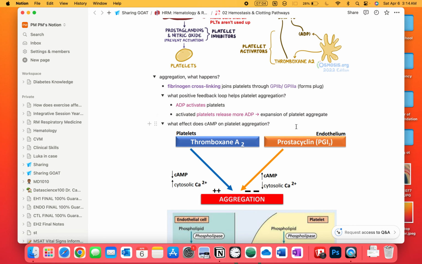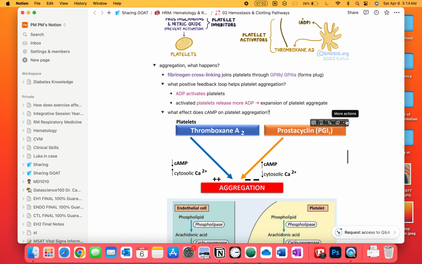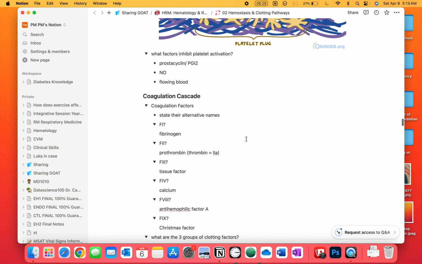What effect does cyclic AMP have on platelet aggregation? Very simple to understand. If you increase intracellular or cytosolic calcium, you're going to increase the release of certain chemicals. So thromboxane A2 increases cytosolic calcium. We know that it increases aggregation. Cyclic AMP is just the opposite of that. So thromboxane A2 increases cytosolic calcium, and it's going to decrease cyclic AMP. Prostacyclin decreases cytosolic calcium. It's going to increase cyclic AMP. It's the best way to learn that.